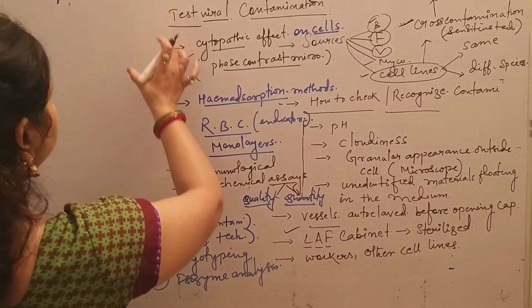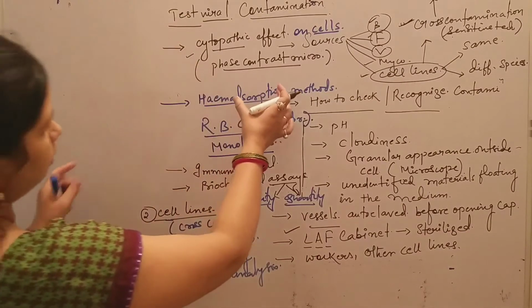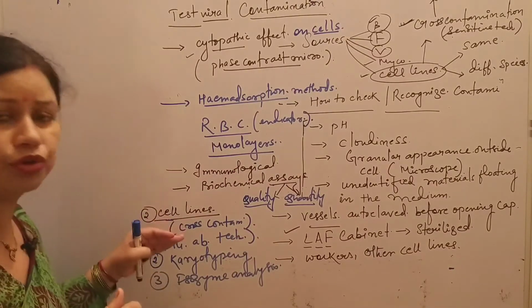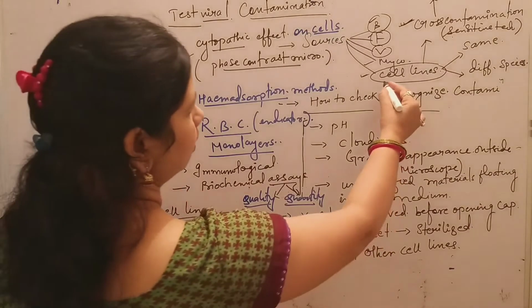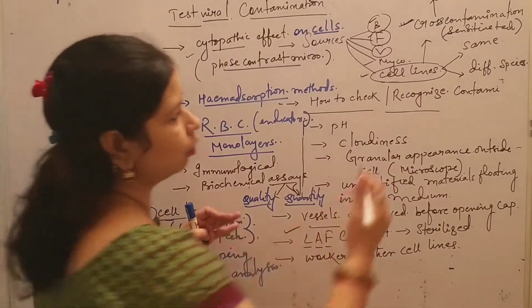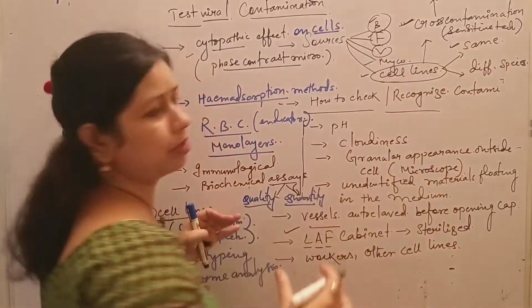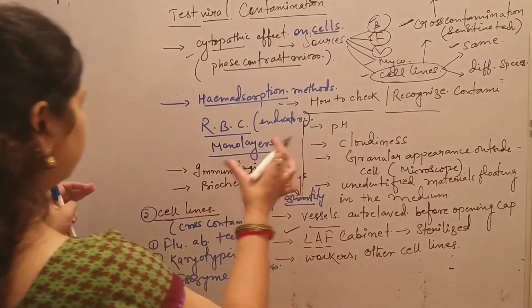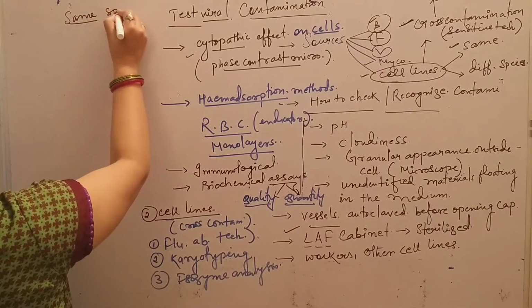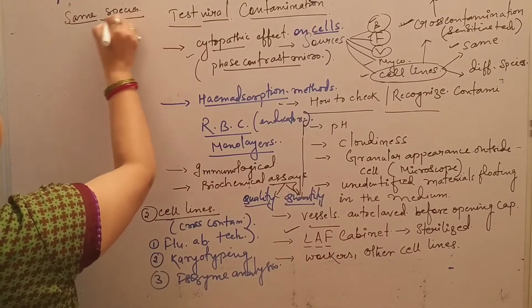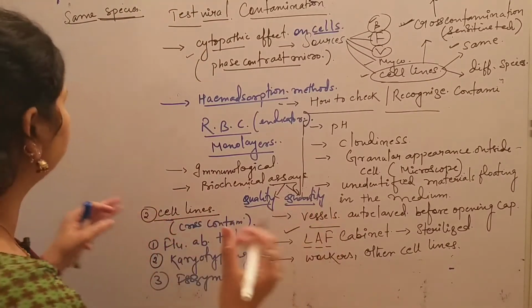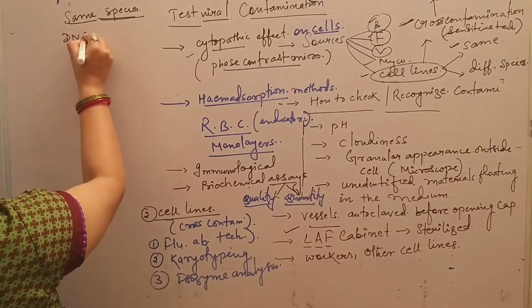These are the different techniques which can be used to identify cell line cross contamination by different species. But I have told that there can be contamination from the same species also. So if there is cross contamination from the same species, how can it be detected? For this, DNA fingerprinting is the most commonly used technique.